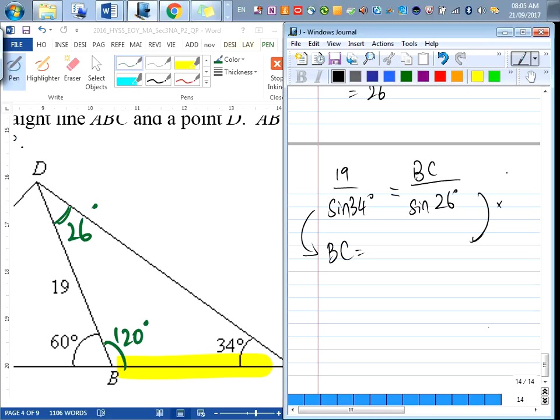Times what? Times sine 26 degrees. That is sufficient. Right, if I multiply by sine 26 on both sides, I'm left with BC only. And this will be 19 sine 26 degrees divided by sine 34 degrees. Yes? Then find the answer, it will be something rounded off to 14.9 meters.